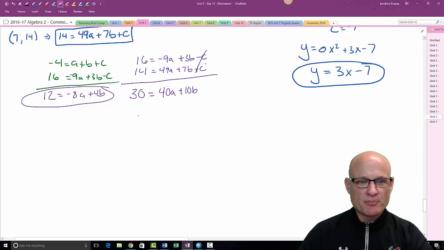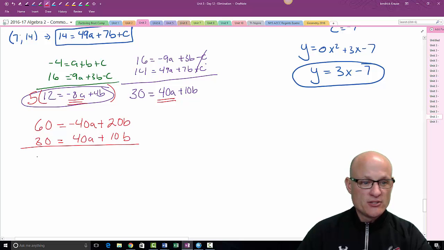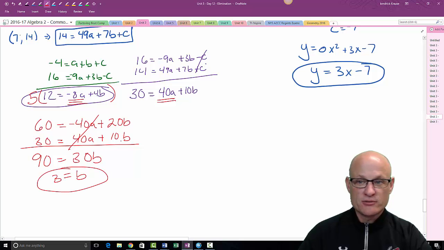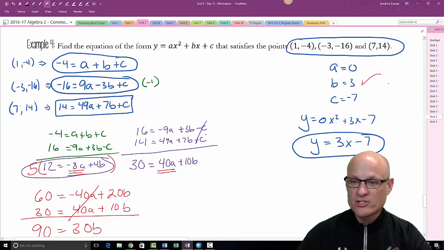So let's see, what can I multiply by? I'm going to multiply this equation by 5, because that will give me -40A there, and I have +40A there. So 60 is equal to -40A plus 20B, and 30 is equal to 40A plus 10B. So this is 90 is equal to 30B, or B is equal to 3, which we knew. Ba-ching.